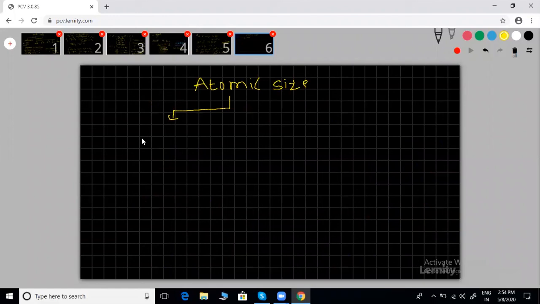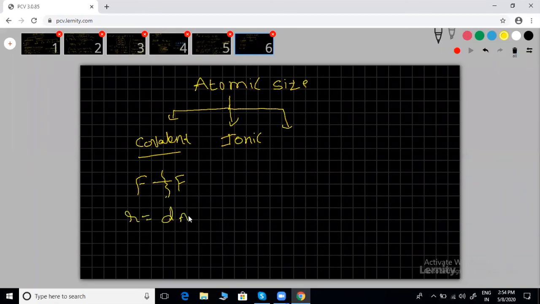I think you know these are atomic size and covalent radius. It is half of the distance. Next, you can find ionic radii. First, we can discuss covalent: suppose for the F-F bond length, they will give a pure bond. Half of the distance we call the covalent radius, equal to the distance between the same type of atoms divided by 2. If heteroatoms are there, the covalent bond is between different atoms. So the distance AB equals the radius of A plus the radius of B. I think you know these things.